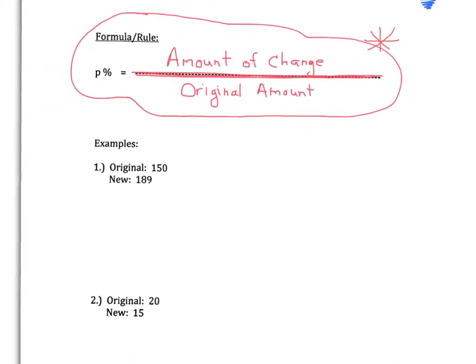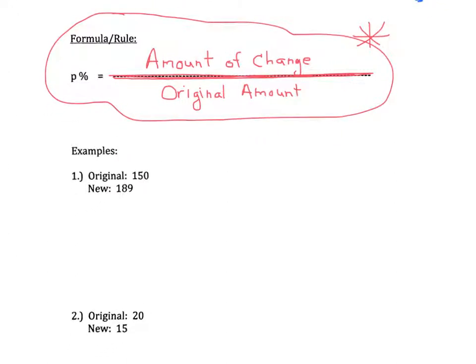So in example 1, we first find how much did this change, whatever this is. Apparently, let's say it's a price maybe, it was $150 at the beginning, because that's original, which means at the beginning. It was 150 bucks. And then the new price, it changed. It's now 189. So it used to be 150 bucks, and now it's gone up to 189. So we're trying to find the percent of change.